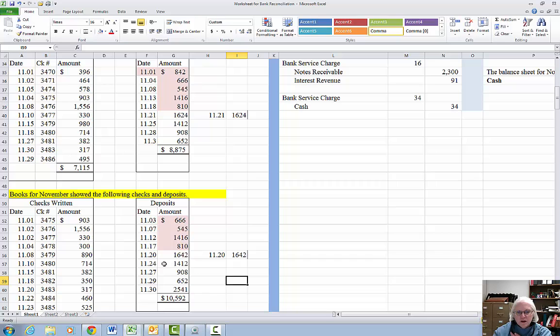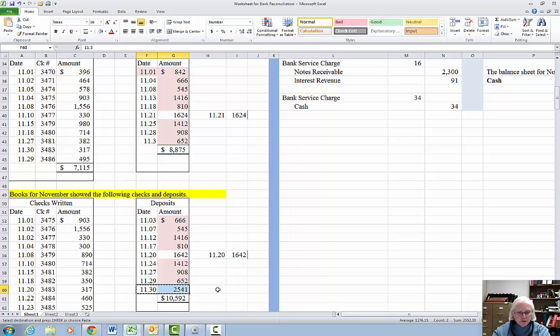Let's keep going. On the 24th, the books show a deposit of $14.12, and the bank has it on the next day, the 25th, same amount. That's good. Books show November 27th, $9.08, and the bank has it on the next day, the 28th, at $9.08. And the books have $6.52 on 11/29, and on 11/30 the bank has the same thing. So those did fine. So we have one error, and we have one deposit in transit.